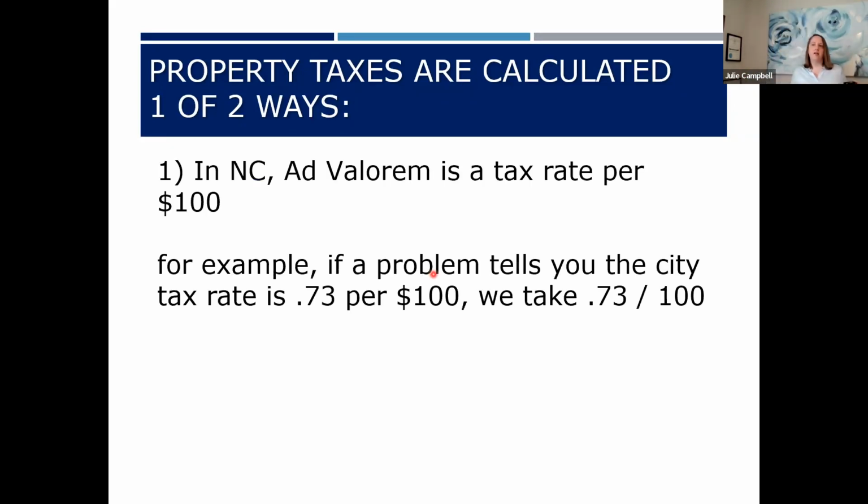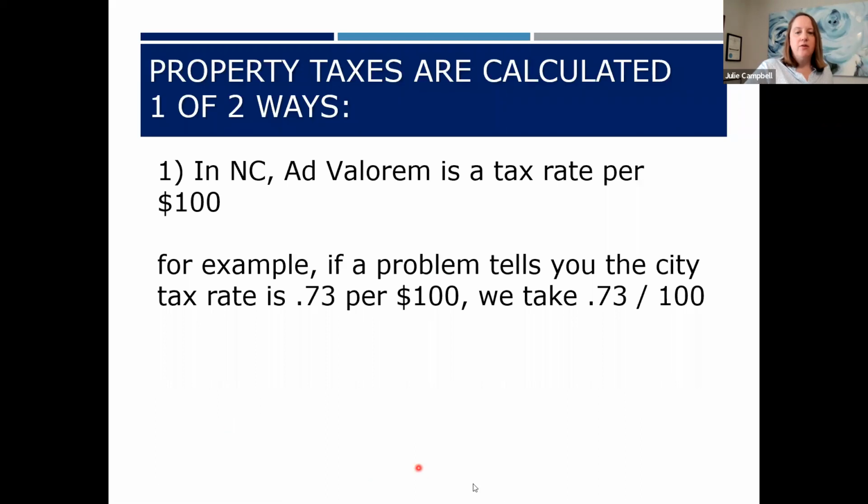First off, in North Carolina, we use something called ad valorem taxes. And in North Carolina, our tax rate is something per 100. When we're doing taxes and we see this, we can think of the word per as meaning divide. So all we have to do is take the tax rate, divide it by 100, and that gives us a number that we can plop into our T-bar or our formula.